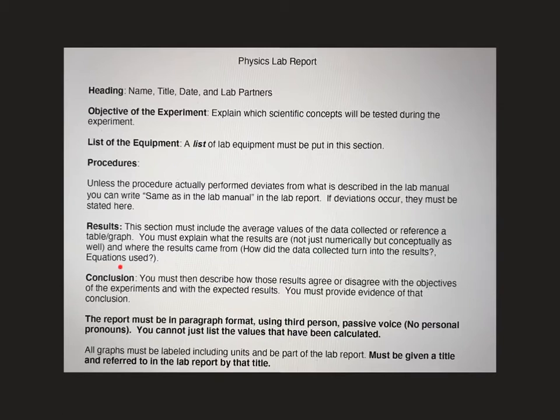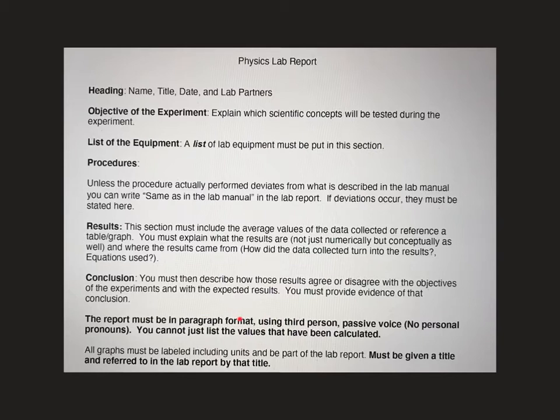You must then describe whether or not those results agree or disagree with the objective of the experiment, and that's going to go in the conclusion section. You must then provide evidence of that conclusion. So typically you're going to refer back to the percent error. If it's a low percent error, then you can say the objective was met. And if it's a higher percent error, you need to talk about why that might have happened. And so you can still trust the results, or the percent error was too high and you don't know why, and therefore you don't think the objective of the experiment was met.